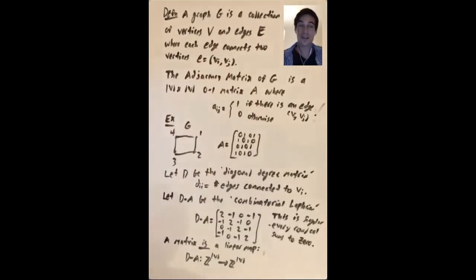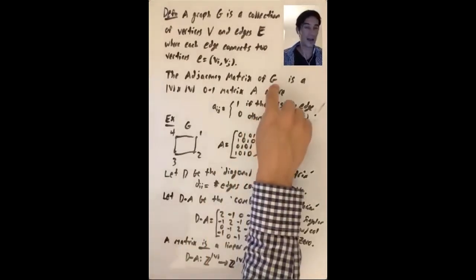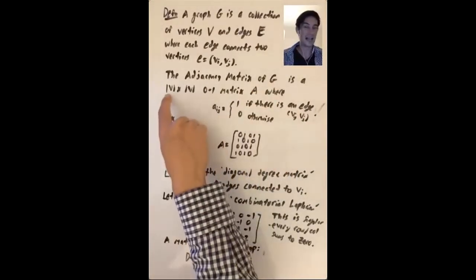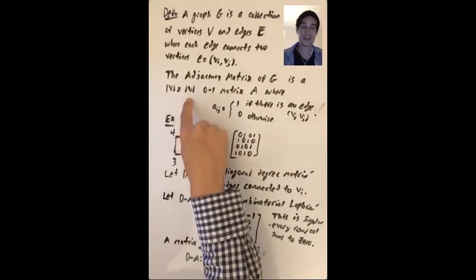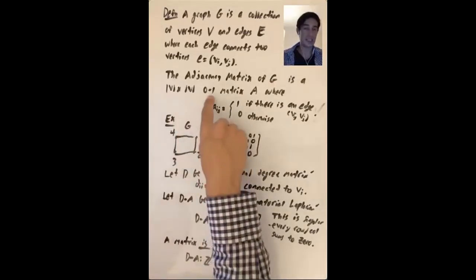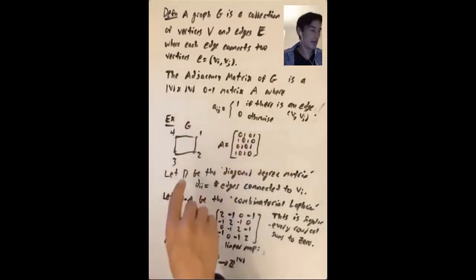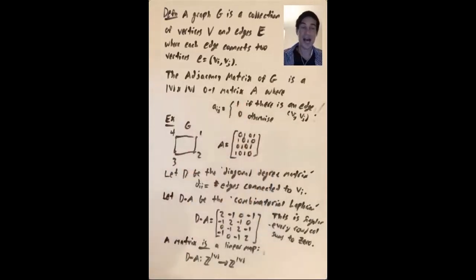Given a graph, you can encode its structure in a matrix called the adjacency matrix. So what is the adjacency matrix of a graph? It's a size of V times size of V matrix. You have one row and column for each vertex, and the entries are just 0 and 1. You put a 1 in position i, j if there's an edge from vertex i to vertex j. Otherwise, you put a 0.